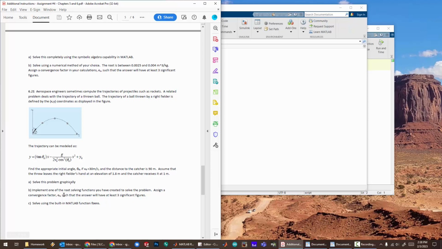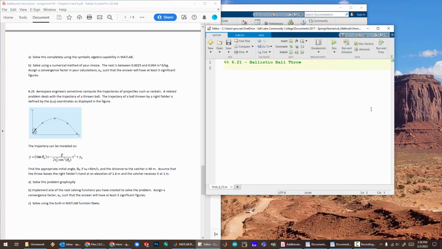Okay, so we need to solve it graphically, then using a root solving algorithm, and then using the built-in fzero. Let's go through and do this. Let's start with a nice clean slate, and define the parts we need. G is 9.81 meters per second squared, V naught is 30 meters per second, and Y naught is 1.8 meters.